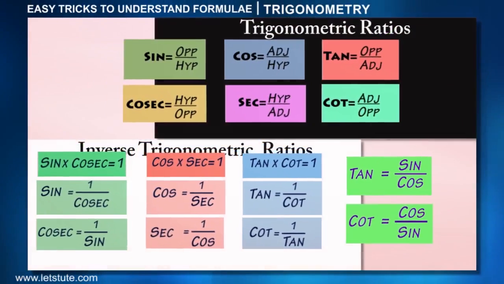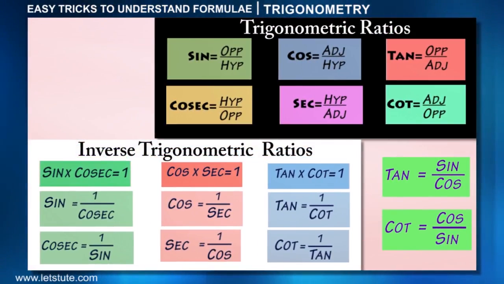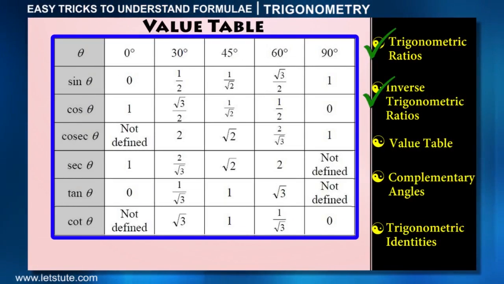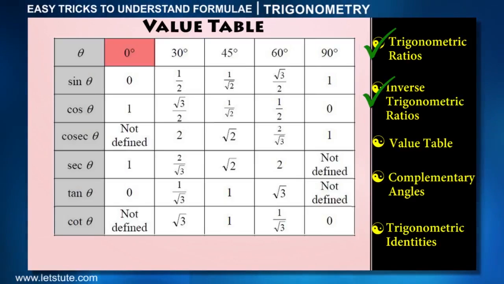Let's summarize the formulae we learnt till now. Now we proceed to the next. So we are going to see a small trick to remember this value table for standard angles 0, 30, 45, 60 and 90 degrees. These values are very important and we often use them in solving trigonometric questions.